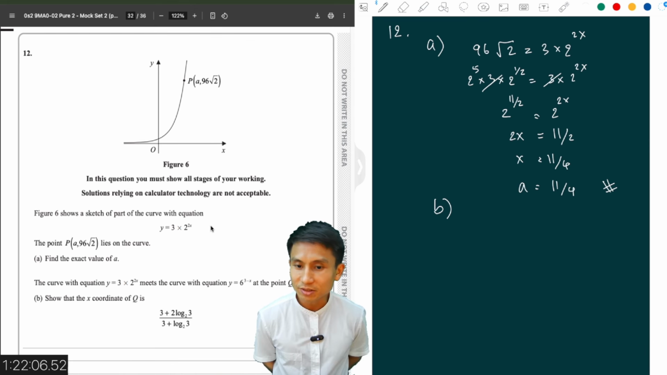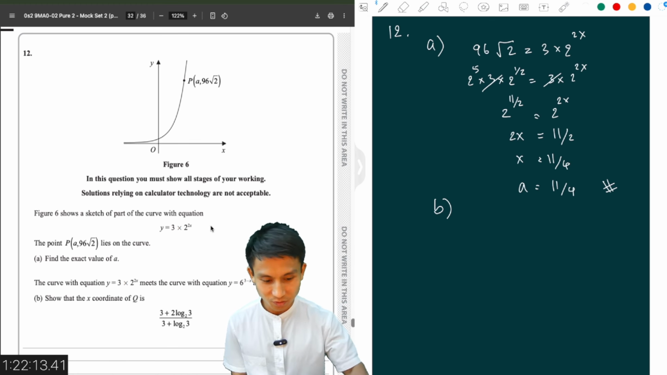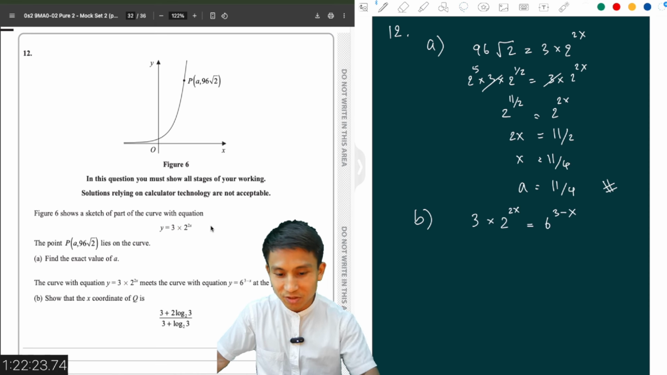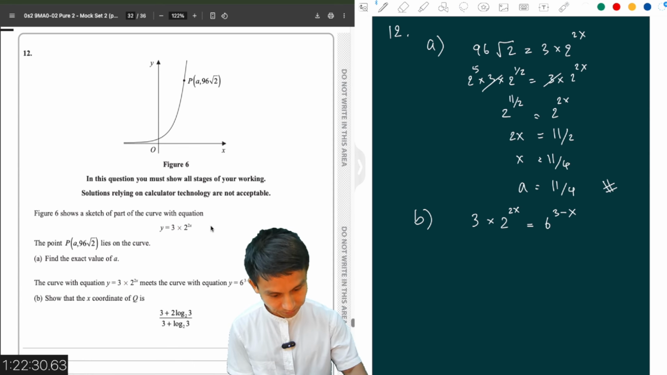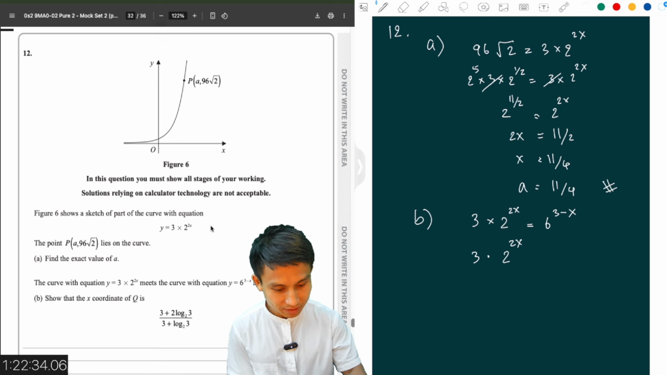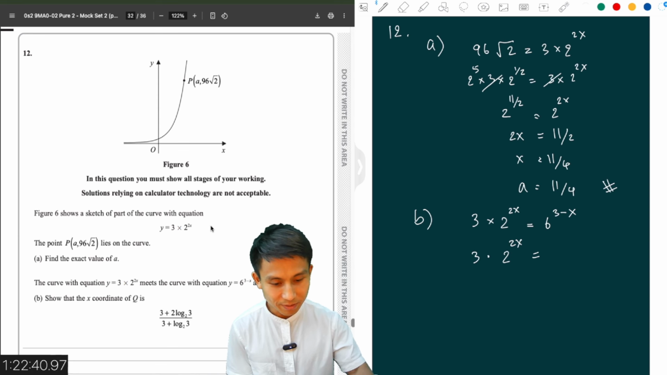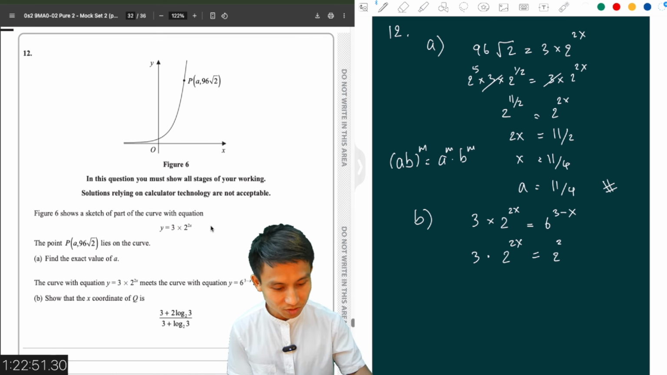The curve with equation that meets the curve with equation that at point Q. Show that the x coordinate of Q is that. So it's just solving another log equation maybe. I think you can do it logarithmically, but I'm going to try it my way. 3 times 2 to the 2x equals, well 6 is 2 times 3. Using ab to the power of m is a to the m times b to the m, we split into 2 to the power of 3 minus x times 3 to the power of 3 minus x.